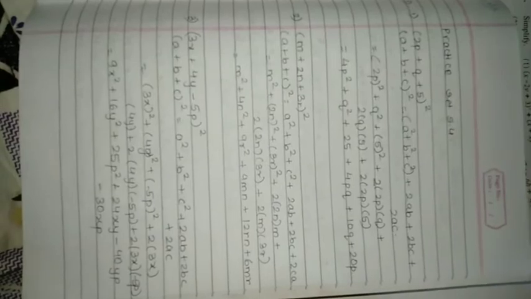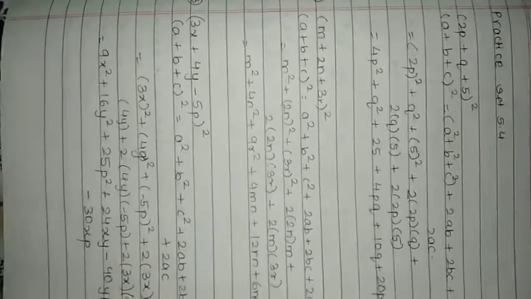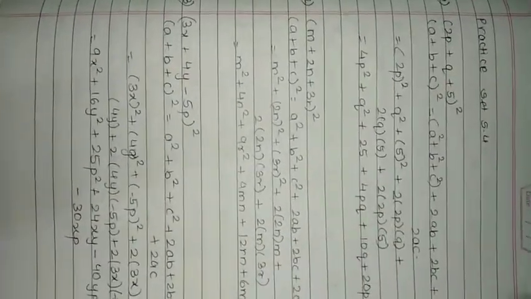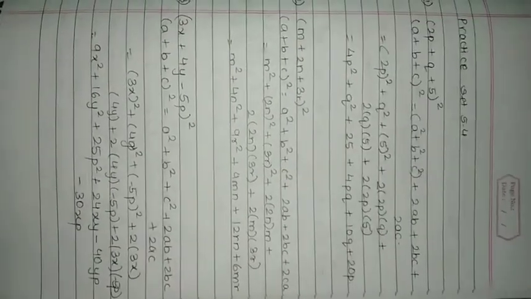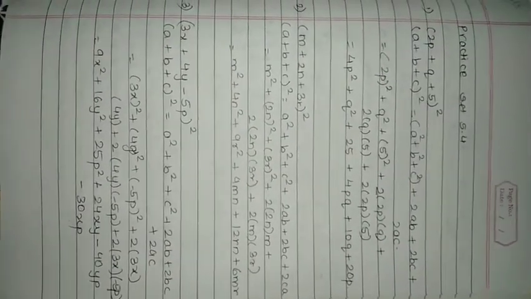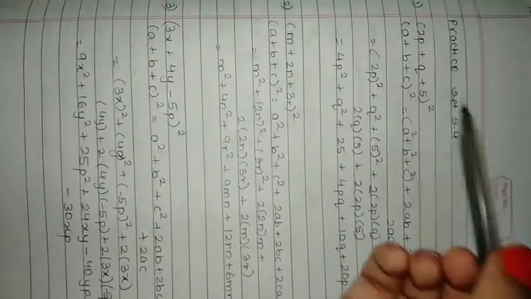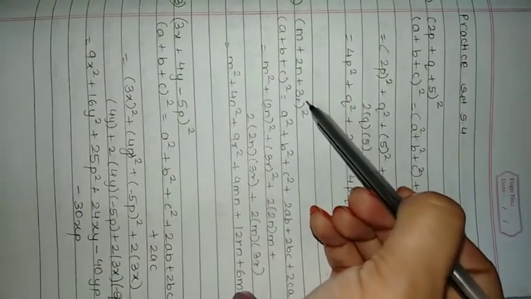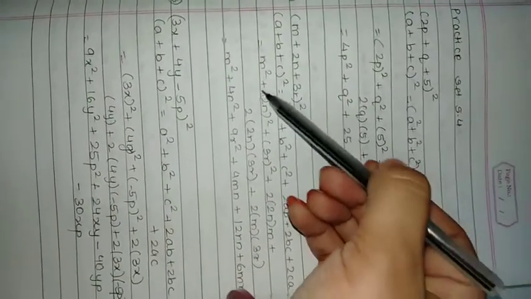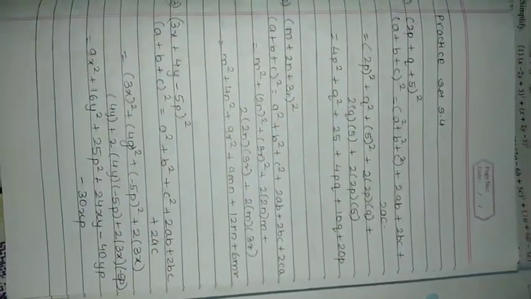So the second sum says (m + 2n + 3r) the whole square. Again the formula that we will be using is (a + b + c) the whole square, which is equal to a square plus b square plus c square plus 2ab plus 2bc plus 2ac or ca. Again a over here is m, b over here is 2n, while c over here is 3r. So substituting all the values instead of a, b and c.